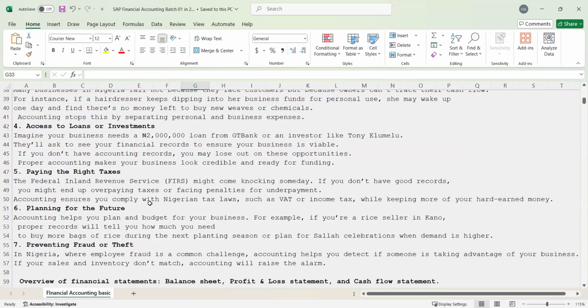So, paying the right taxes. Accounting also will ensure your business knows how much it is due or how much it is owing the government. The Federal Inland Revenue Service (FIRS) might come knocking someday, and that's what they do oftentimes. They send you an obligation. They send you that you are having a tax liability of 1 billion or 100 billion. They will just send you an outrageous amount of money to say this is what you're owing them.